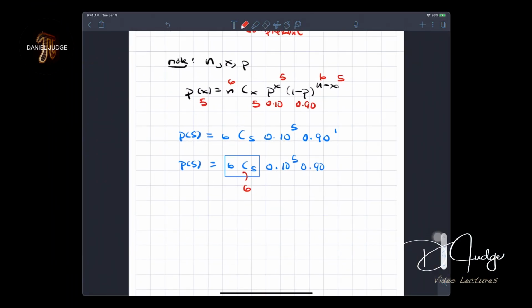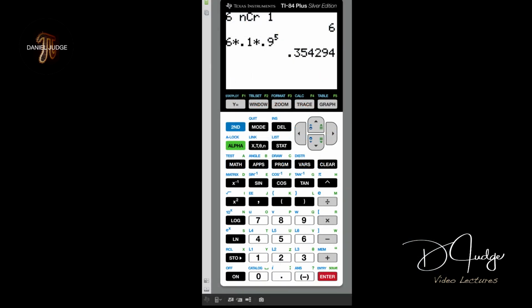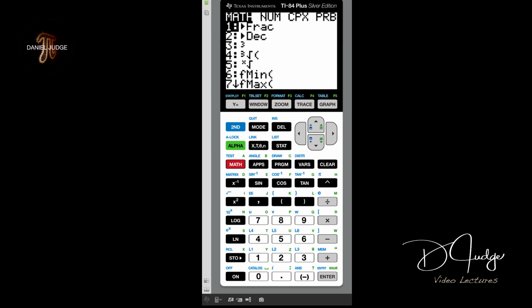So let's prove that to you guys on the TI-84. Let's go to our calculator. 6C5: 6, math, go to probability, go to combinations. We need combinations. There's a 5. Hit enter. Sure enough, this is 6, like I said.